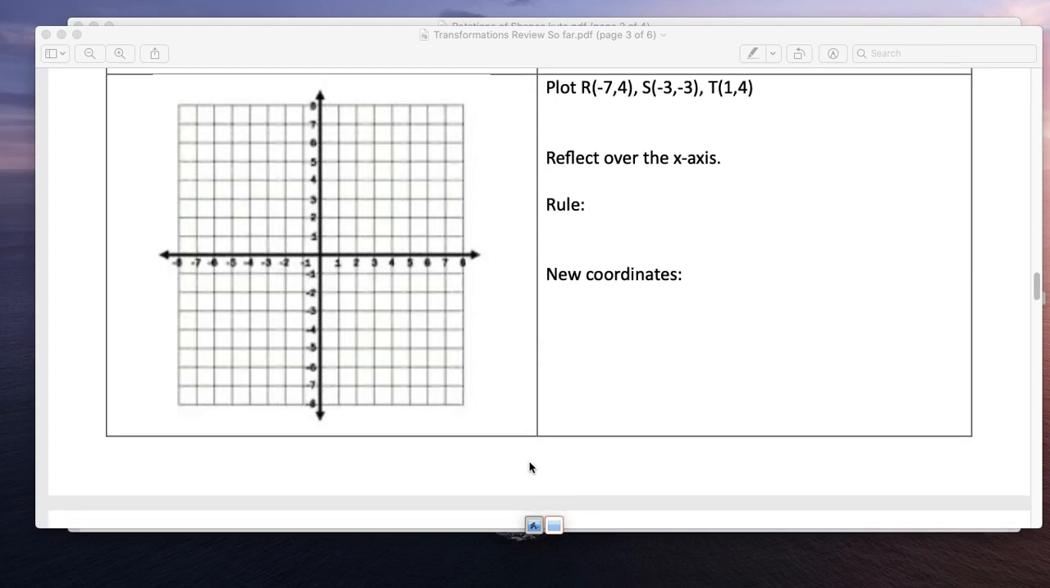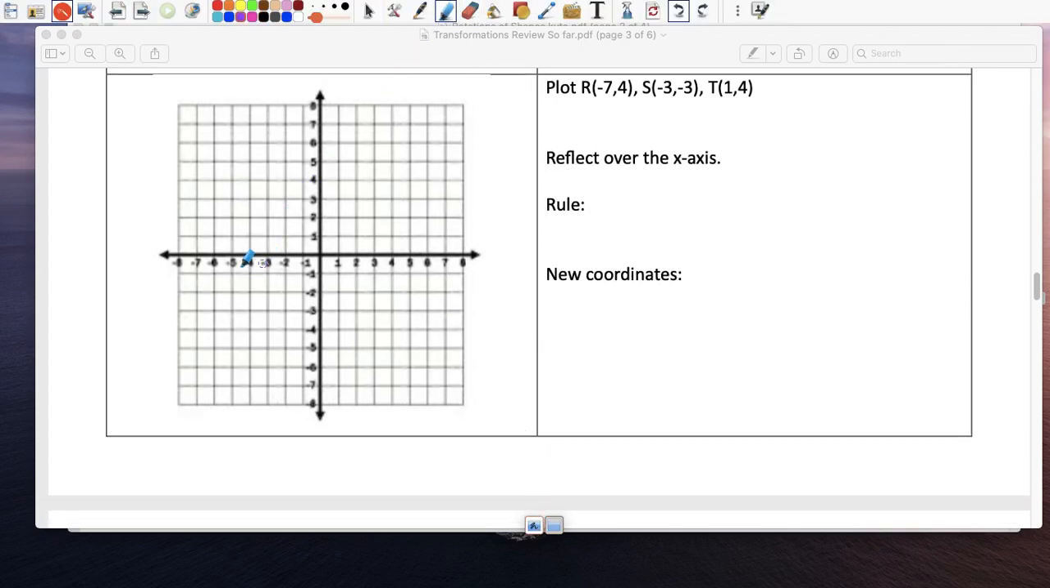Reflection over the x-axis. This one is, so always highlight your line of reflection. Okay, so we're reflecting over this line. So think about that as the lake, and we're drawing a mountain. So negative 7 and 4 is right here. That's point R. Point S is negative 3 and 3. And point T is 1 and 4. So this is our image, and we're going to reflect this over a line of reflection. So I'm going to connect everything.